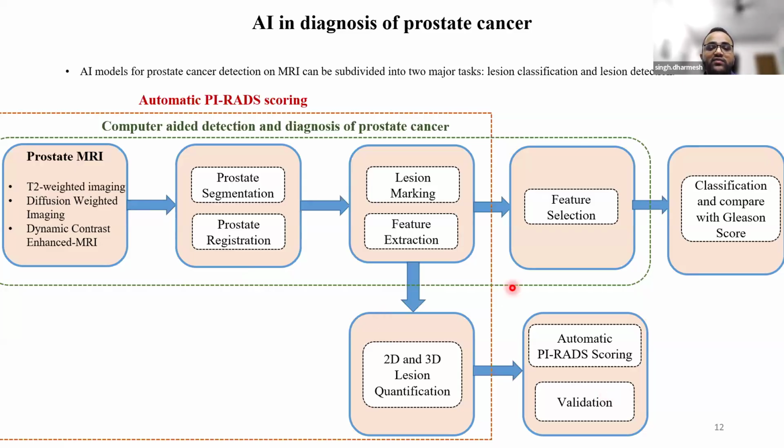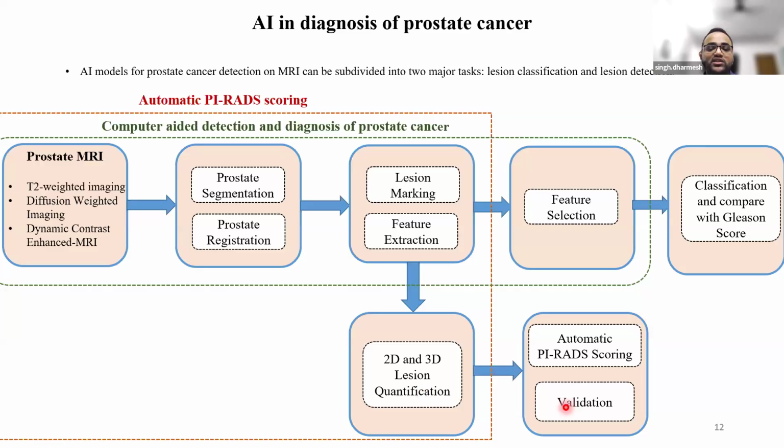From there we enter feature selection and classification. Out of many extracted features, AI selects the most informative ones and classifies the lesion based on those features, for example distinguishing aggressive from indolent cancer. This is the lesion classification task, and the result is compared to the gold standard lesion score from the pathology. In parallel, AI can also perform 2D and 3D lesion quantification, like measuring the lesion size, shape, and volume over multiple slices, including lesion diameter and lesion volume.